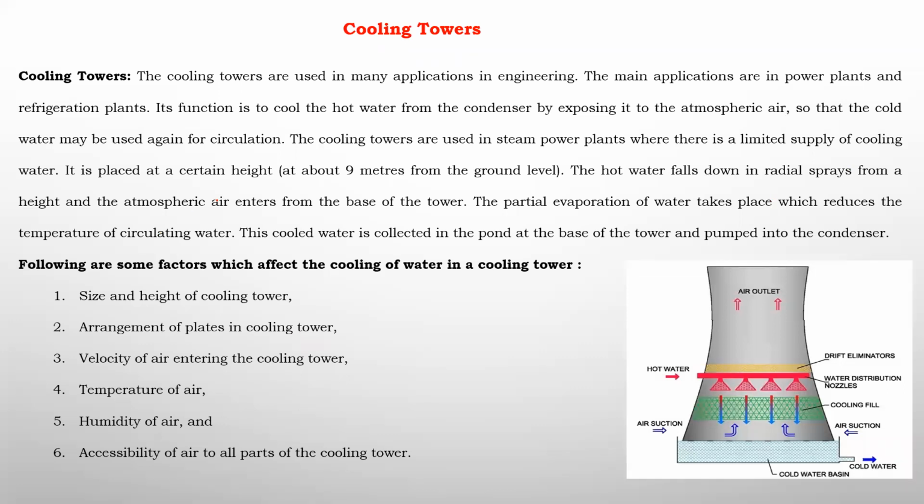Next, if you observe, cooling towers also have some classifications. Before we discuss the classification, what is meant by a cooling tower? Cooling towers are mainly used in many engineering applications. Cooling towers are used where the condenser is present. Where is a condenser present? Normally in steam power plants, and in refrigeration plants. The main applications are in power plants and in refrigeration plants.